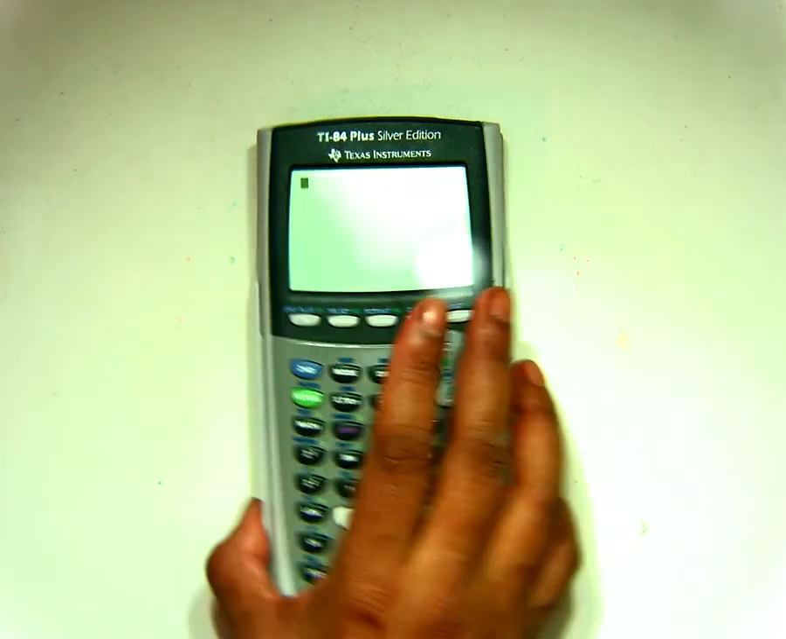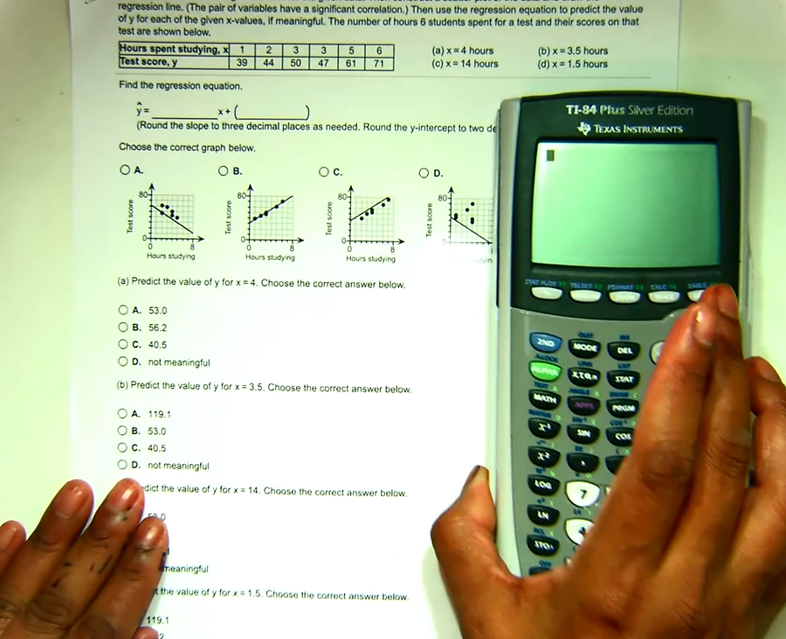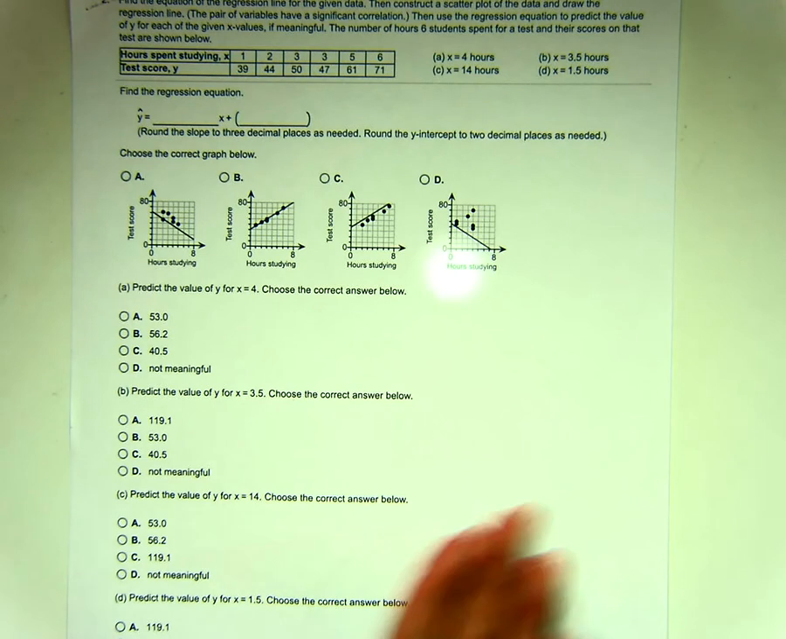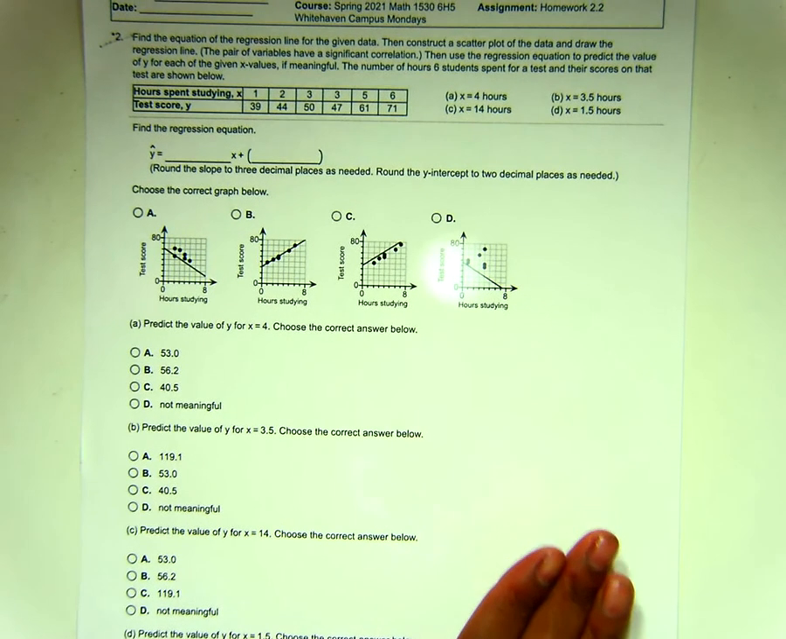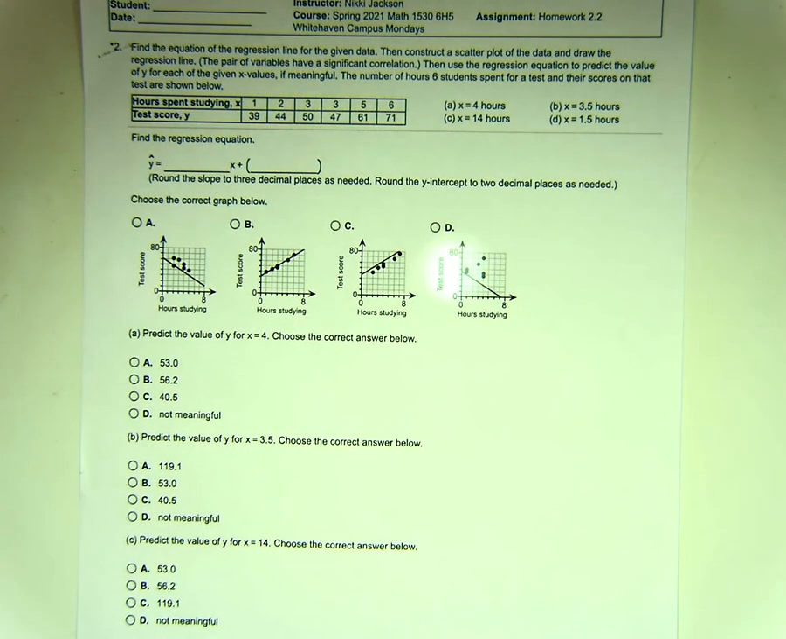Meaning, here's an example. So here's an awfully long problem. Notice how it has multiple parts. So take a moment to look at that. Pay close attention, so you have your regression equation. So here it is right here. We have to figure out what that is.